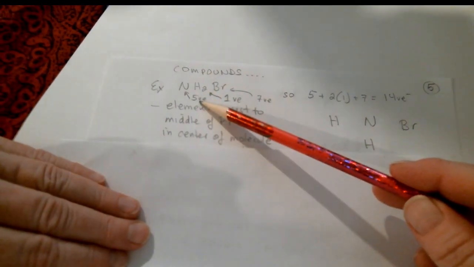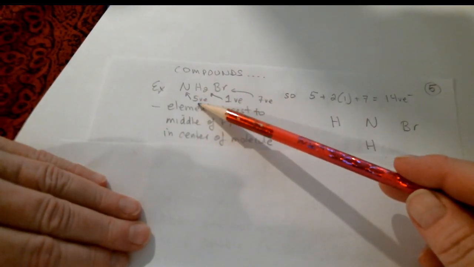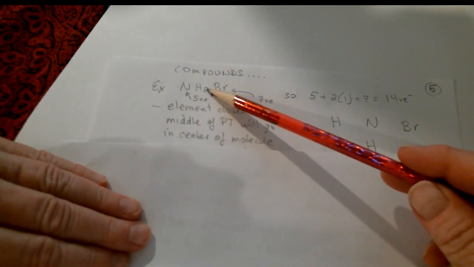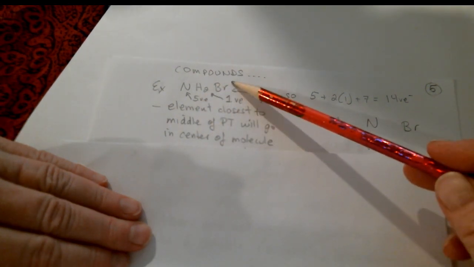So look on the periodic table for the group number. Nitrogen's in group 5A, so it has 5. Hydrogen is 1A, and this one is 7A. So I'm going to add them all up, and now I know how many electrons I'm dealing with.